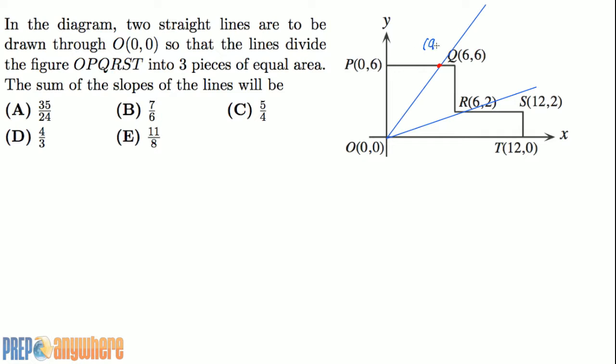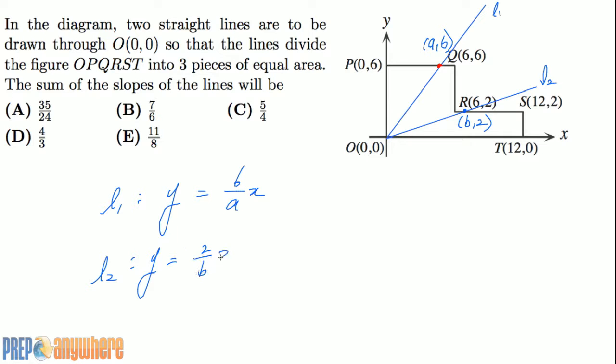Let's label it A and 6, right? A and 6. What about this one? B and 2, right? Okay, so let's call this line 1, line 2. So far, what's the equation of line 1? 6 over A, rise over run, x. Okay. What about line 2? 2 over B, x, right?